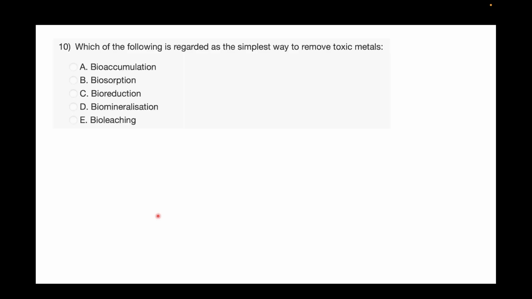Question number 10 is, which of the following is regarded as the simplest way to remove toxic metals? Simplest way to remove toxic metals. Option A, bioaccumulation. Option B, biosorption. Option C, bioreduction. Option D, biomineralization. Option E, bioleaching. Which one of these processes is regarded as the simplest way to remove toxic metals via the microbial pathway?